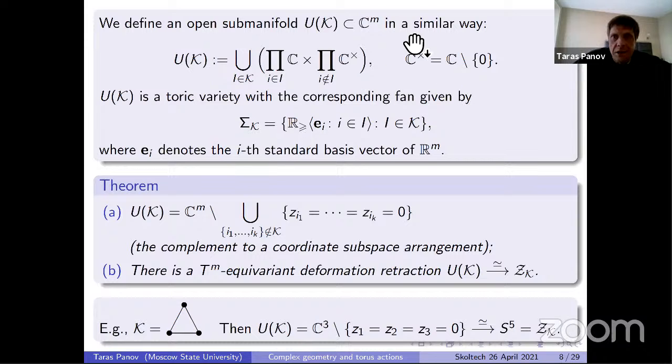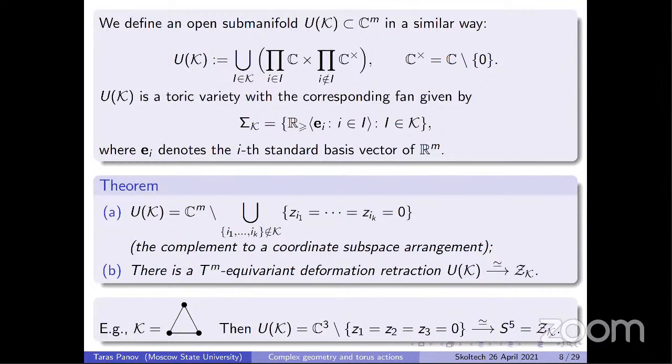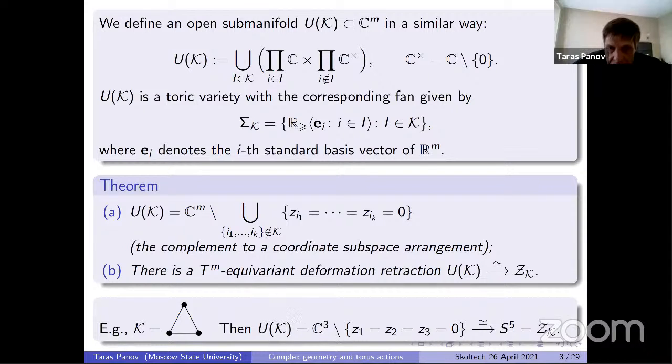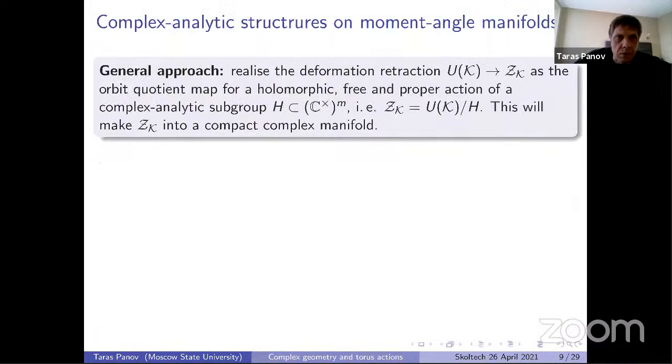And it has an algebraic torus action. So in particular, a compact torus acts on it by holomorphic transformations. So if you can realize this retraction geometrically as a quotient by some holomorphic action, then it will give you a complex analytic structure on that moment angle manifold. And that's how it works.